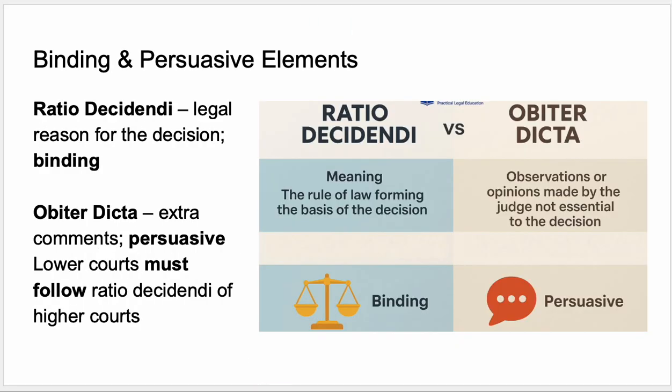Now, binding and persuasive elements. Every case has two main parts that we need to understand. The first is what we call the ratio decidendi. This literally translates to the reason for deciding. This is the legal principle or rule that is binding on future courts. So this is the bit that we really need to pay attention to. As I said, it's the legal principle or rule that's binding on future courts when they deal with similar cases. In other words, it's the bit of the case that sets the precedent.